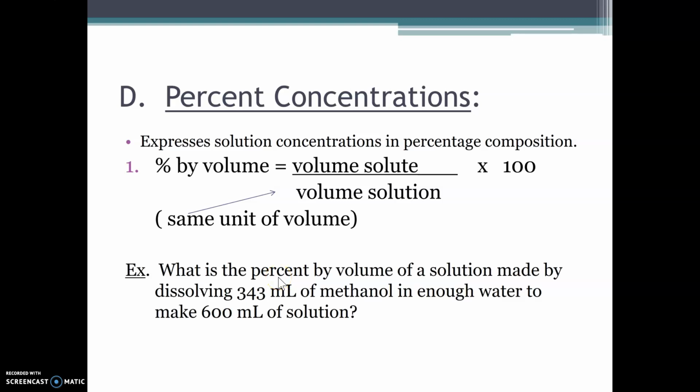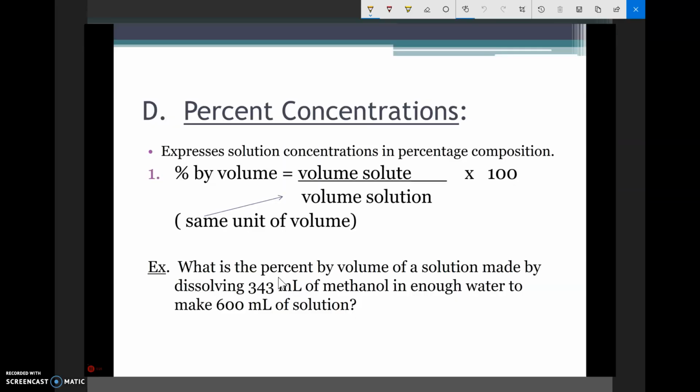Okay, another type of equation that we're going to talk about are percent concentrations. So what a percent concentration is, is either a volume or a mass in a percentage. So here's the equation. Percent by volume is equal to the volume of a solute divided by the volume of a solution times 100. That's where we get the percent.